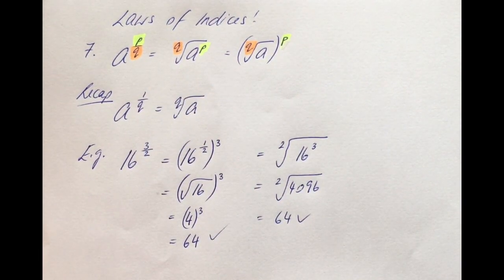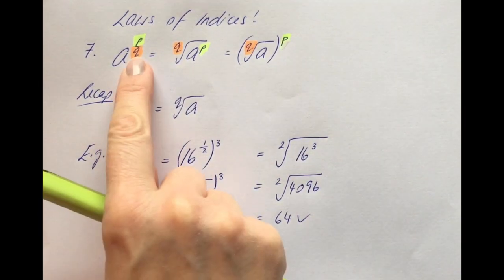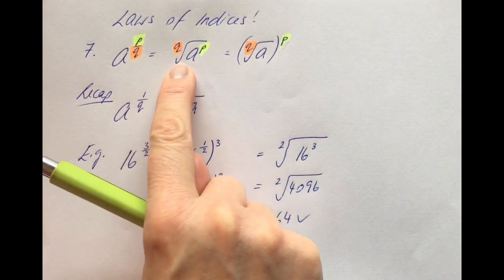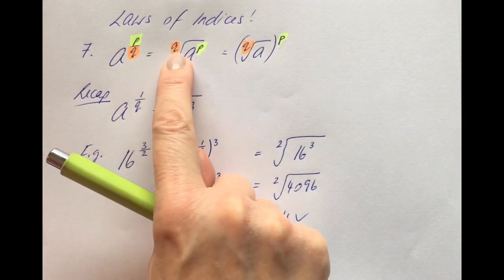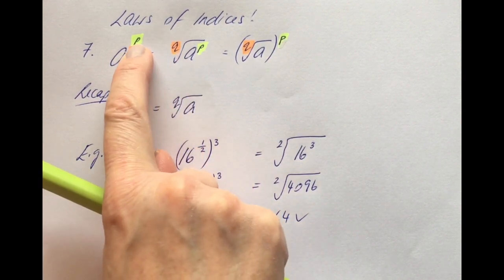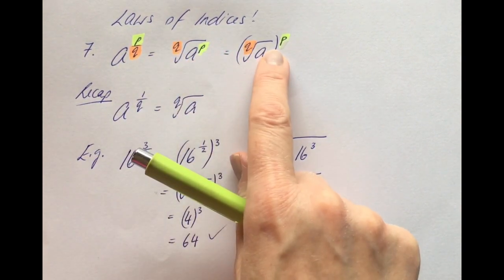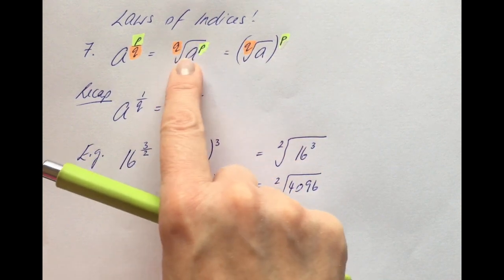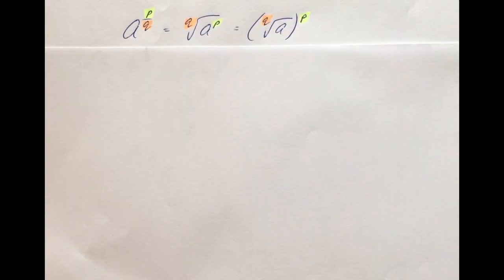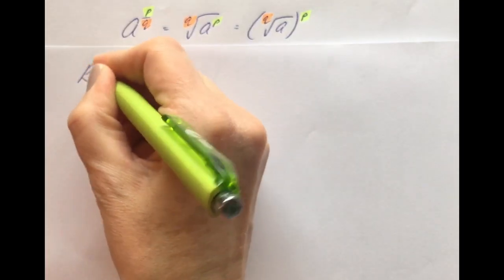Either way, here's the key thing. When you've got a fraction, you've always got a root. The denominator tells you which type of root it is, and what's on the top is always going to be the power that the whole thing is being raised to. So let's take another example to see this at play.